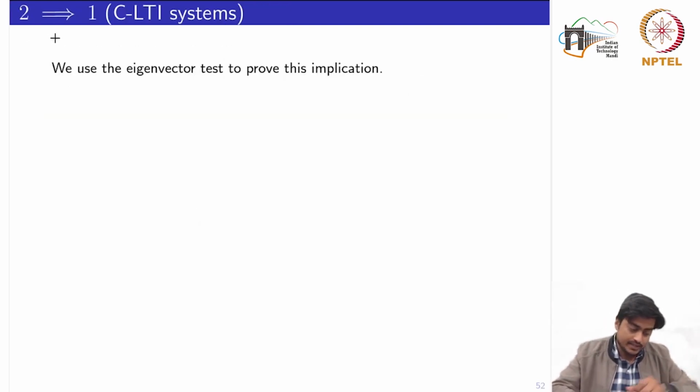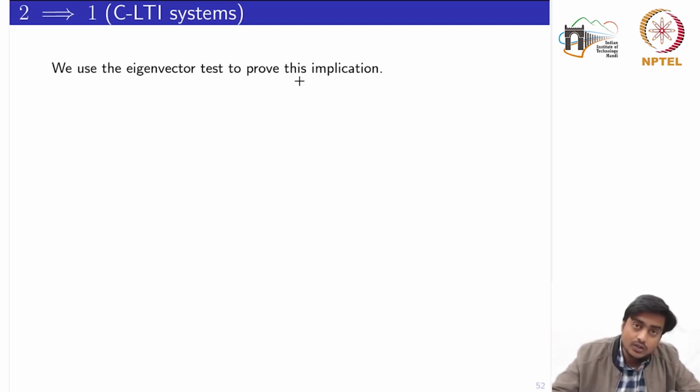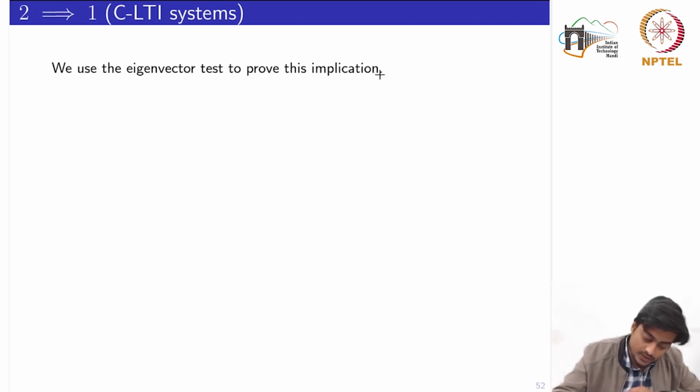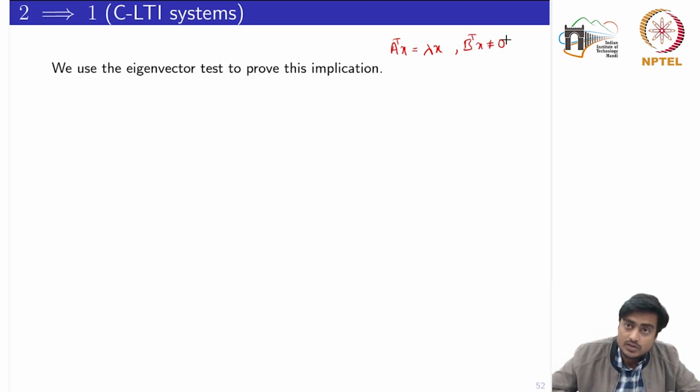First of all, we'll show that the second implies the first, that if W is a solution to that Lyapunov equation, then the system is controllable. We use the eigenvector test to prove this implication. Just to recall the eigenvector test: associated to lambda there is an eigenvector of A transpose, X, which satisfies this equation and does not satisfy B transpose X equal to 0. This was the eigenvector test.